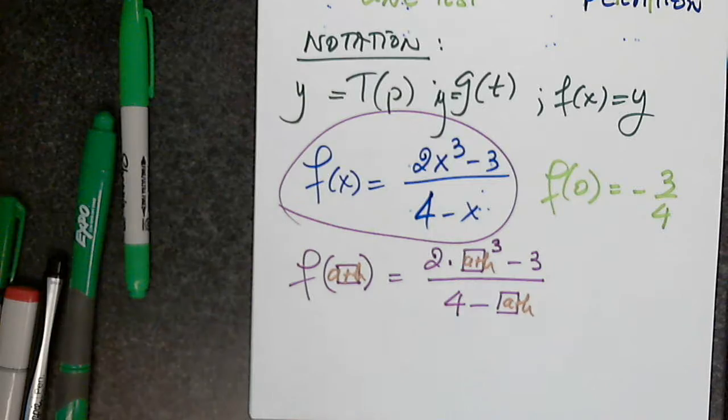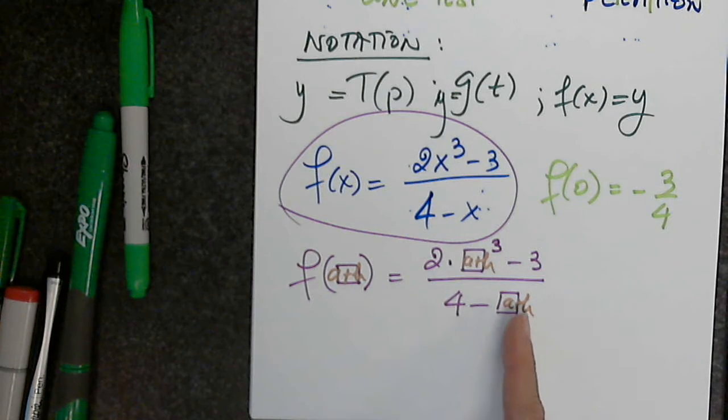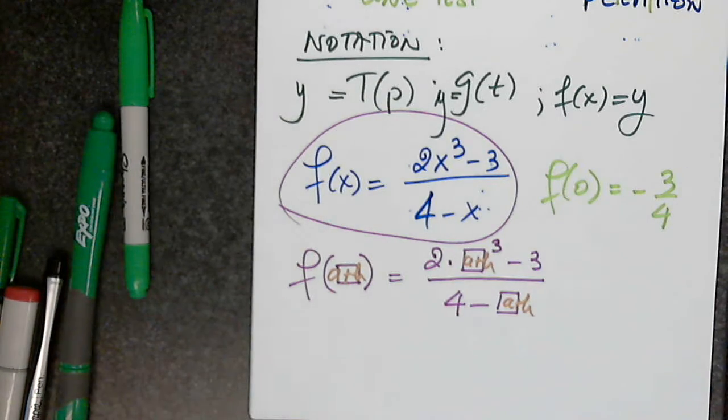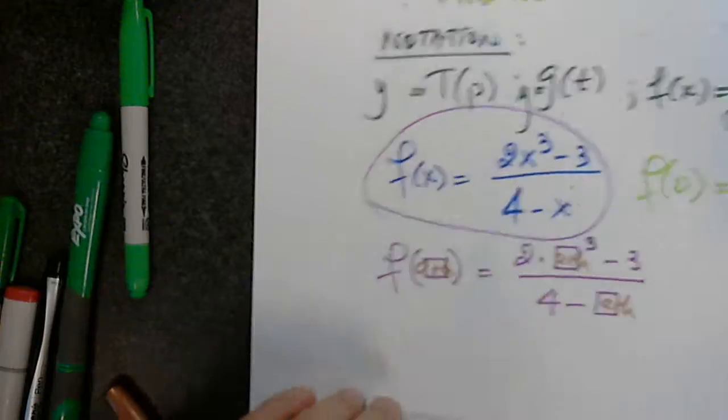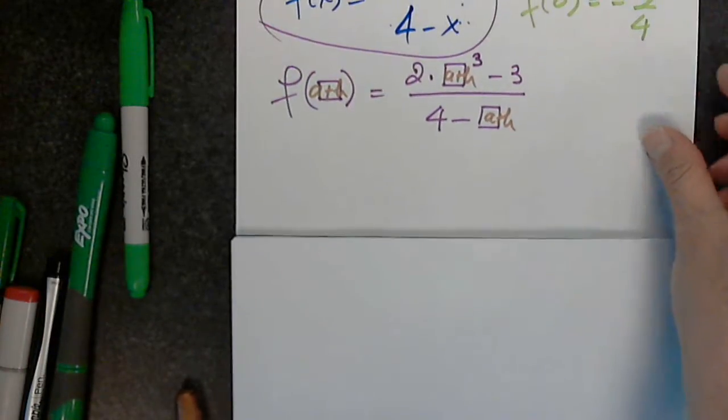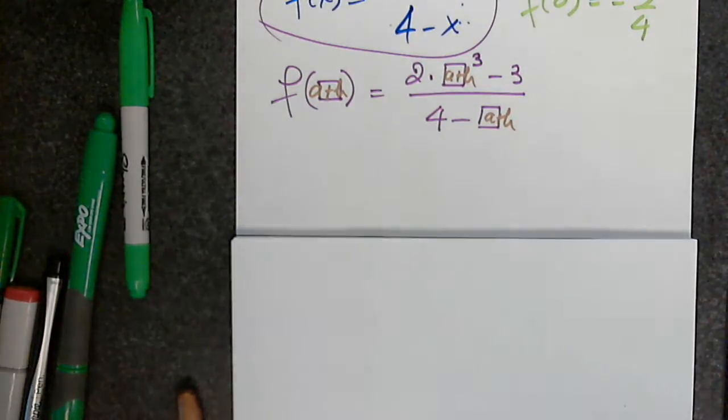If you say the input is 0, then this is 0, and this is 0, and you perform the calculations. Does it make sense? Yes. Okay, because I'm going to get to something very important.